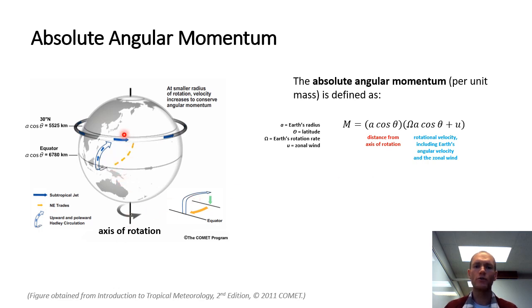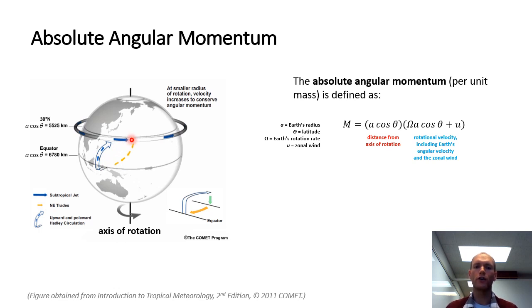So we have this cartoon schematic of the Earth over here at left, and the axis of rotation is this black line that goes straight up and down through the north and the south poles. So the Earth rotates around that axis. This a times cosine of theta, where a is Earth's radius and theta is latitude, is the distance at the surface of the Earth from that axis of rotation.